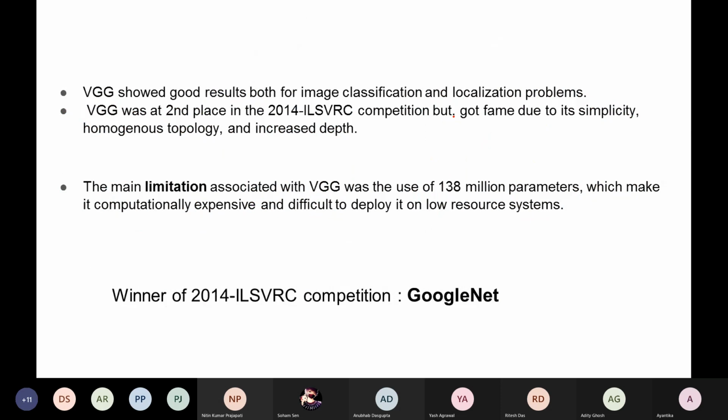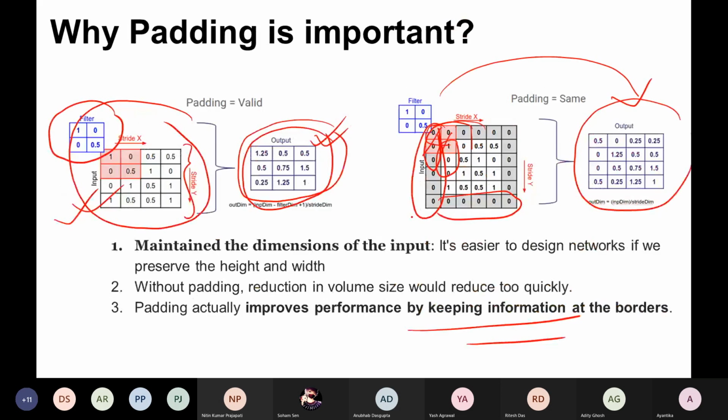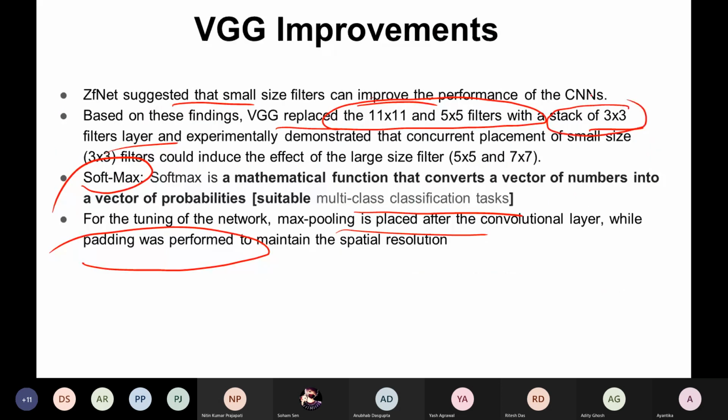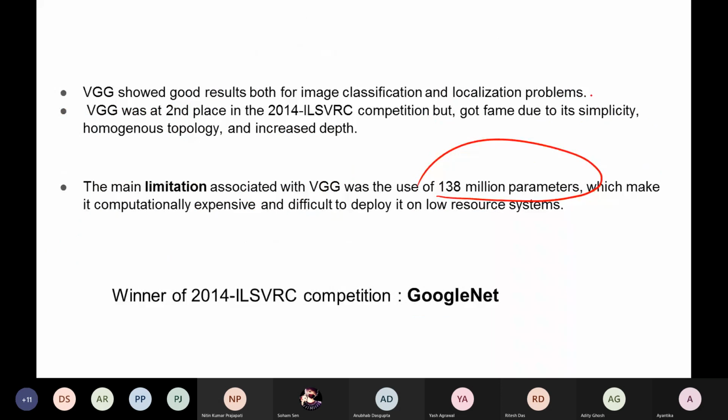Before that, we should mention the VGG limitation. It required a huge number of parameters, which made VGG computationally expensive, because you are using a stack of smaller filters, and with that the number of parameters increased. But it showed good results. It showed some amount of improvement in classification and localization problems.